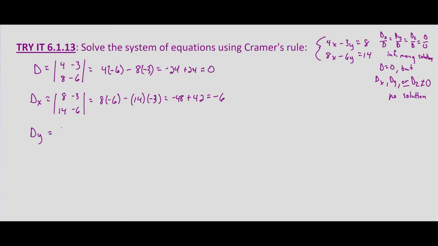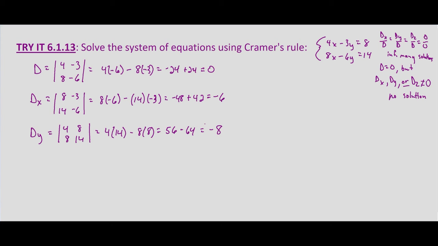And that's going to be 4, 8, 8, 14. And if we evaluate that determinant, we're going to have 4 times 14 minus 8 times 8, which equals 56 minus 64, which equals negative 8.